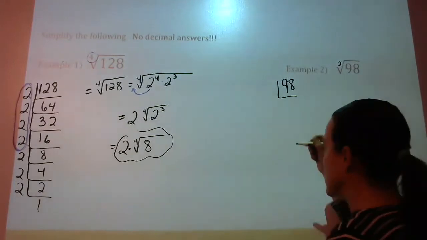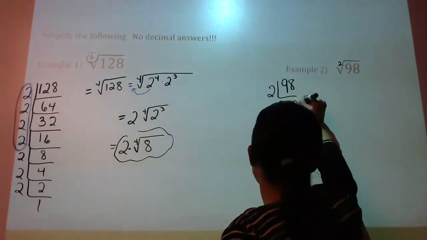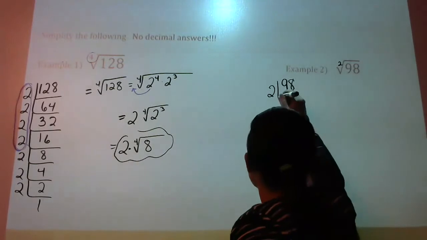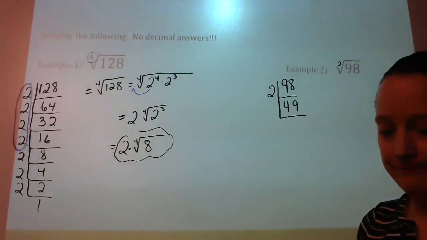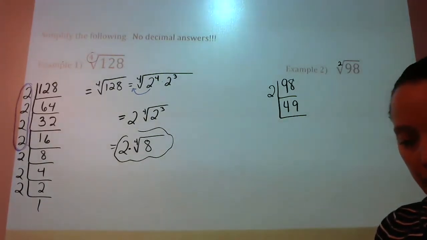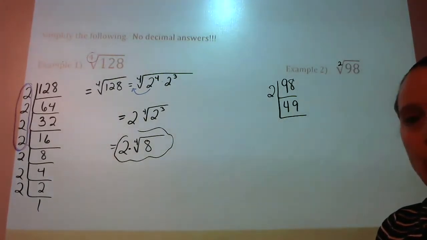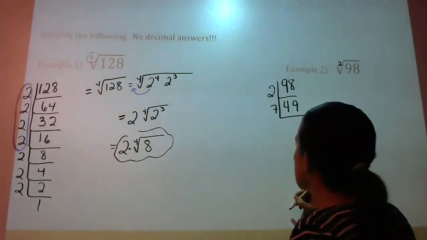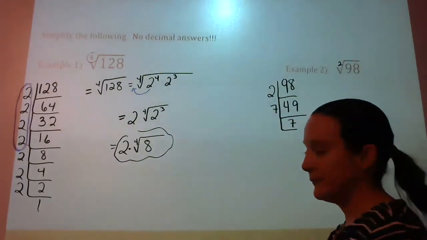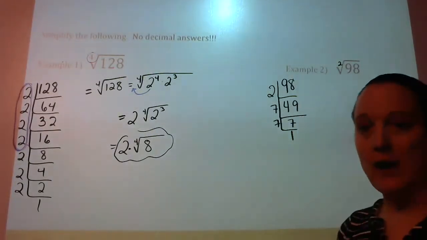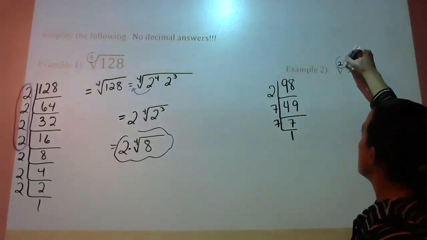So I do 98 divided by 2 gives me 49. Oh no, I can't divide by 2. So what's my next prime number? Well, my next prime number is 3. So can I divide 49 by 3? Nope. So what's my next prime number? 5. Can I take 49 divided by 5? Nope. What's my next prime number? Oh, it's 7. Yay, so 7 will work. So 49 divided by 7 is 7. And then I have 7 divided by 7 is 1. I'm done.